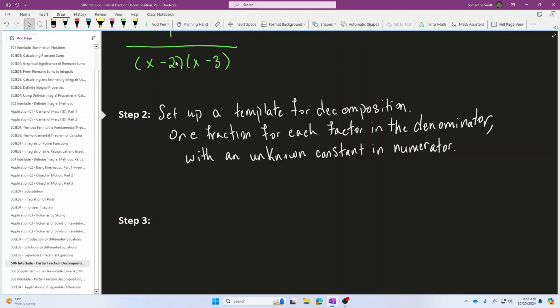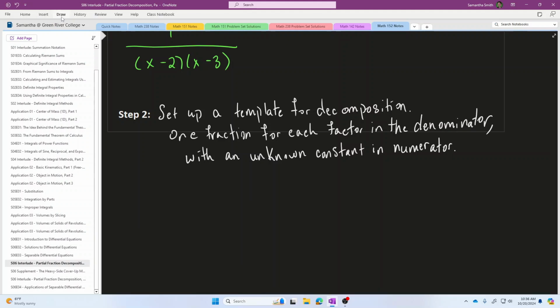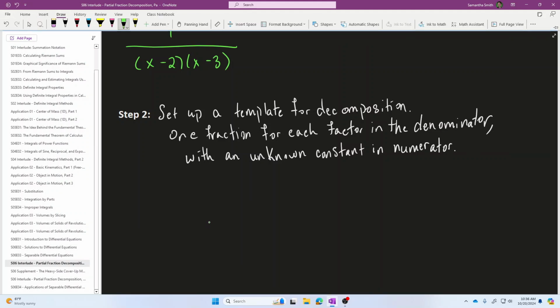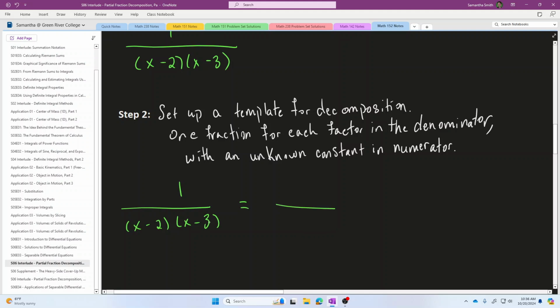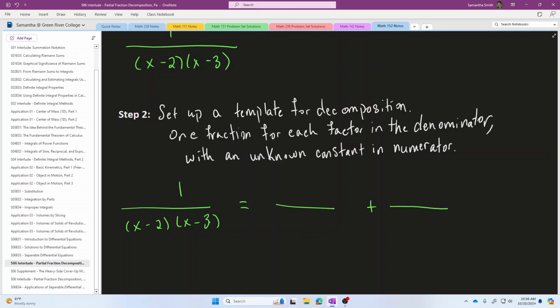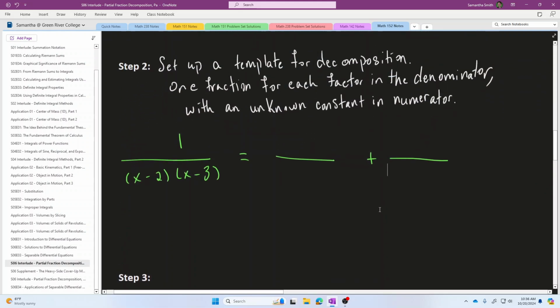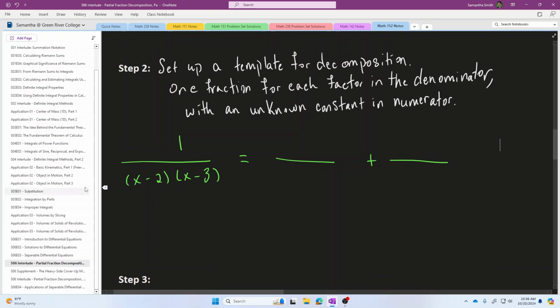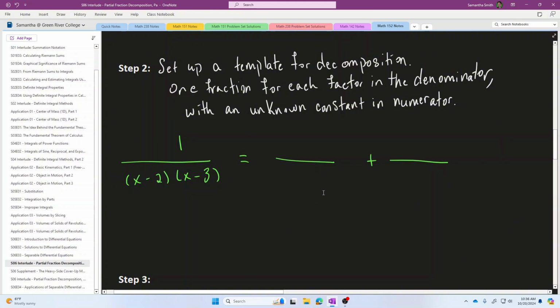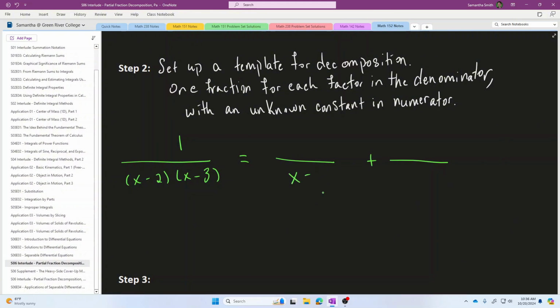To show you what I mean, in the context of the running example, I have my fraction 1 over (x minus 2)(x minus 3), which I am attempting to rewrite as a sum of fractions that are simpler. So I'm going to set up a template for the decomposition on the right-hand side, and I'm going to set up one fraction for each factor in the denominator. One fraction with a denominator of x minus 2, and one fraction with a denominator of x minus 3.